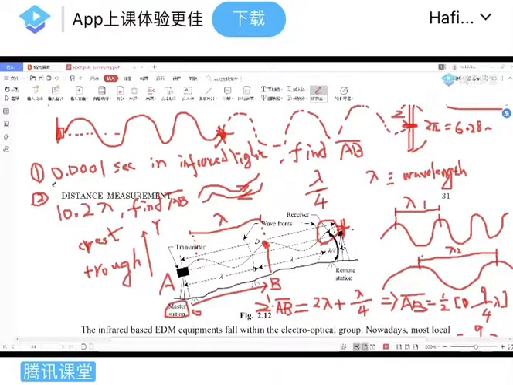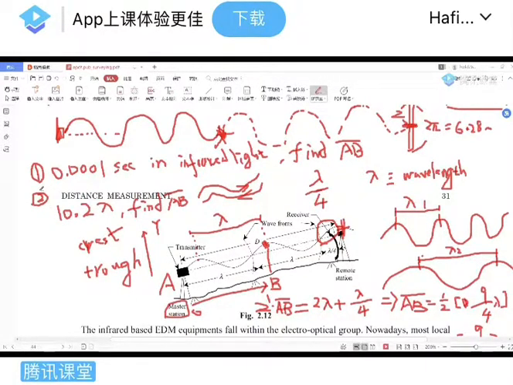This is the only information I give to you. Other information you have to check online by yourself, including the wavelength of infrared light, and then based on all the information you get, calculate the distance between A and B. I think that's probably the typical one for the EDM machine.